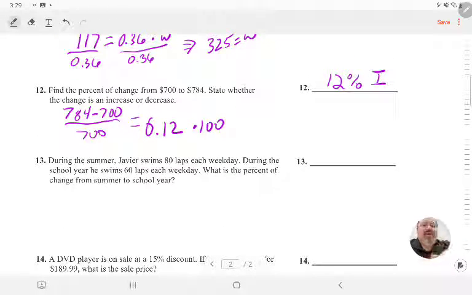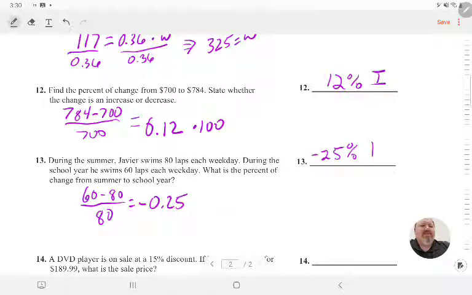Then during the summer, Javier swims 80 laps each weekday. During the school year, he swims 60 laps each weekday. What is the percent of change from summer to school? So from summer to school. Summer's the original. So the final minus the original divided by the original. And when I divide that out, I'm going to get a negative 0.25. So that's going to be 25% decrease.